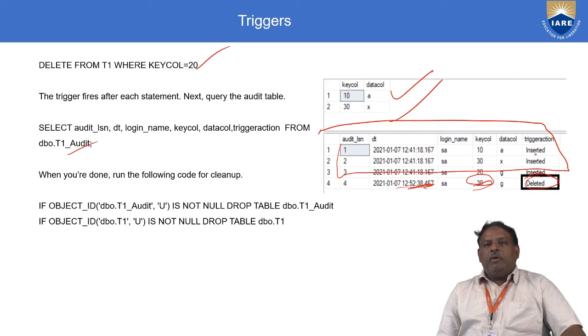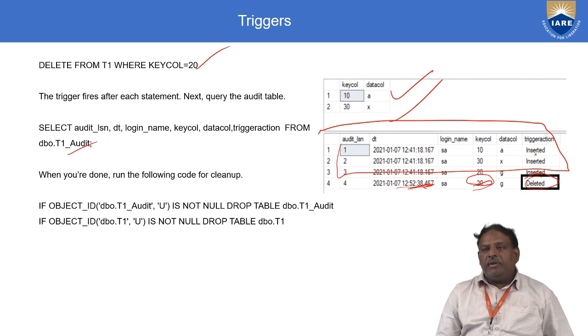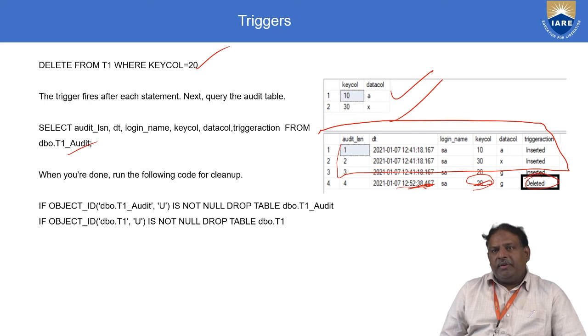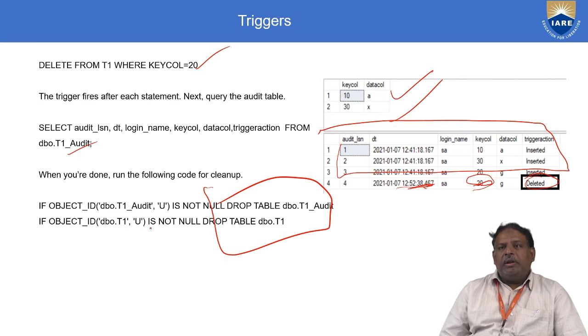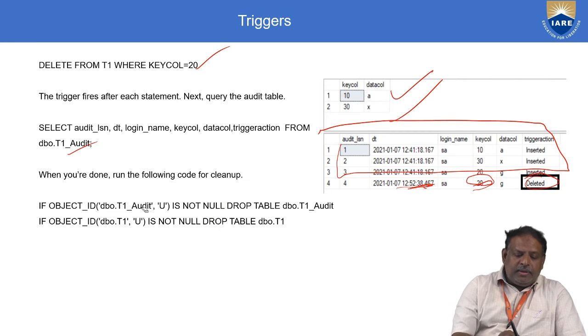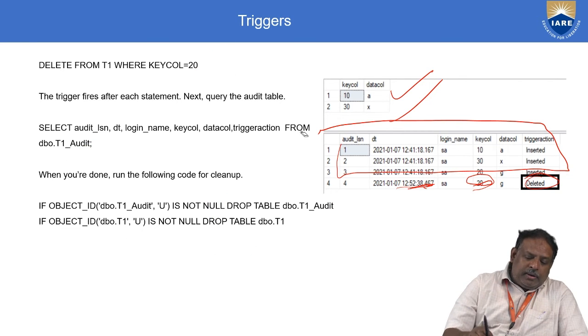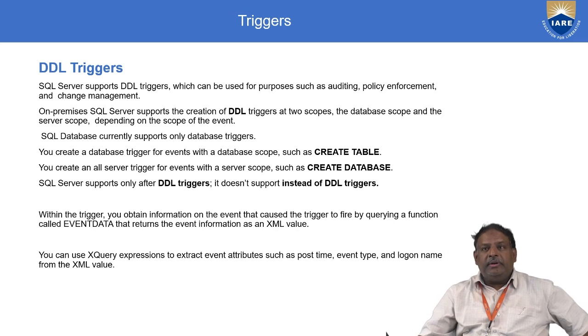Okay, now this is the after insert trigger. Whenever you insert a value into the main table, if you want to audit that table, you can use the after insert and after delete trigger actions on the original table to insert and see who is doing what. When you are done, please run these queries to clear the tables. Okay, this completes the DML trigger.